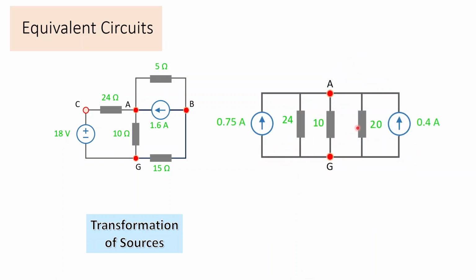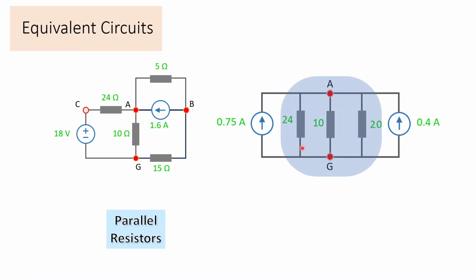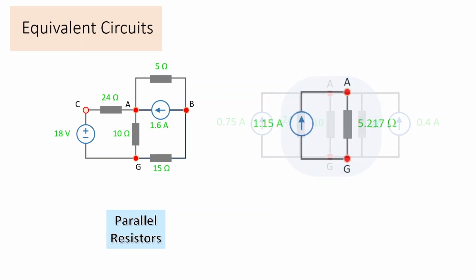And now we have 3 resistors in parallel, and I can combine those as the inverse of the sum of inverses, right? So 1 over 24 plus 1 over 10 plus 1 over 20, and take 1 over that result. I also have 2 current sources going from G to A. I'll just add those as a single current source. So adding my current sources from G to A and getting the equivalent parallel resistance, I get 5.217 ohms.